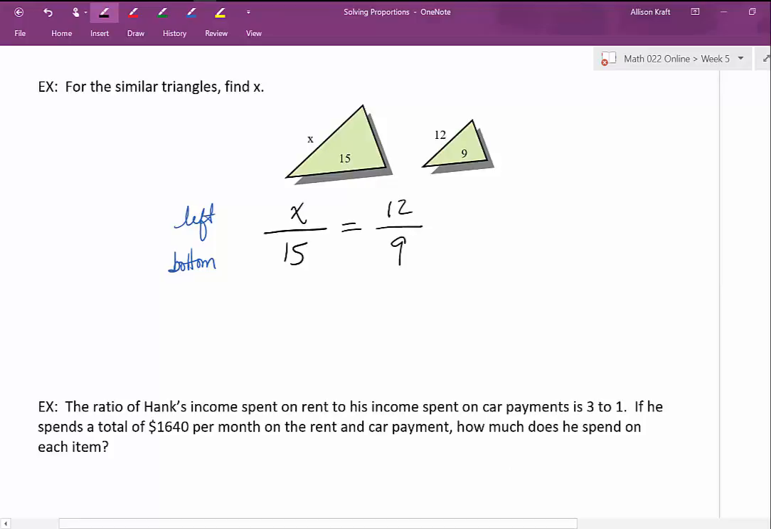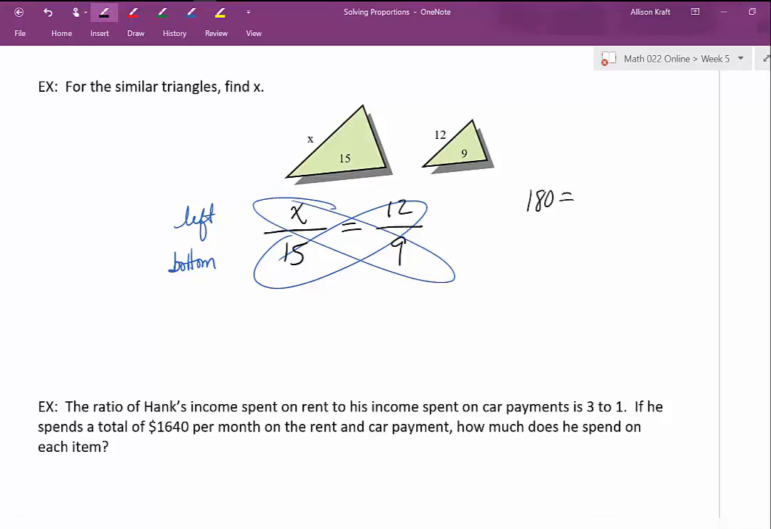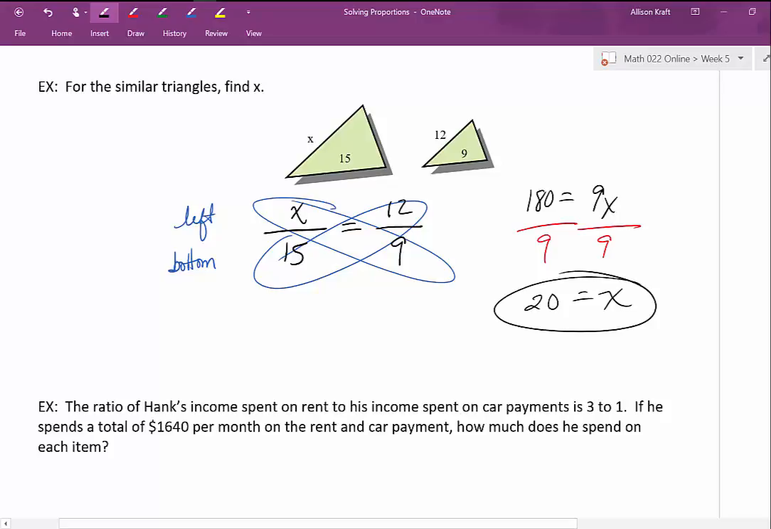Now I have a proportion that I can solve for. We'll cross multiply. 15 times 12 is 180. X times 9, 9x. To solve this equation, all we need to do is divide both sides by 9. I end up with x is equal to 20.